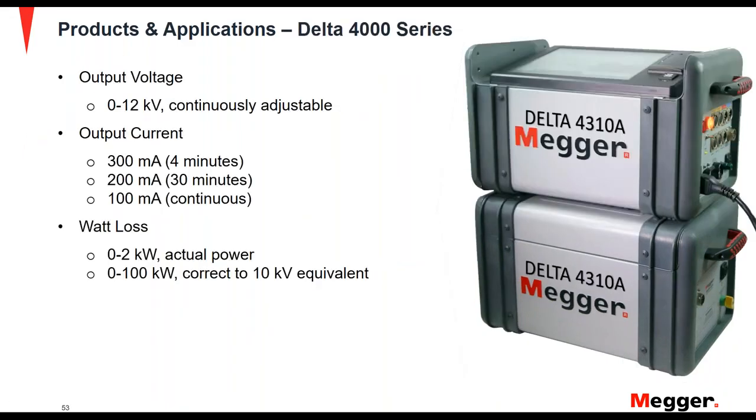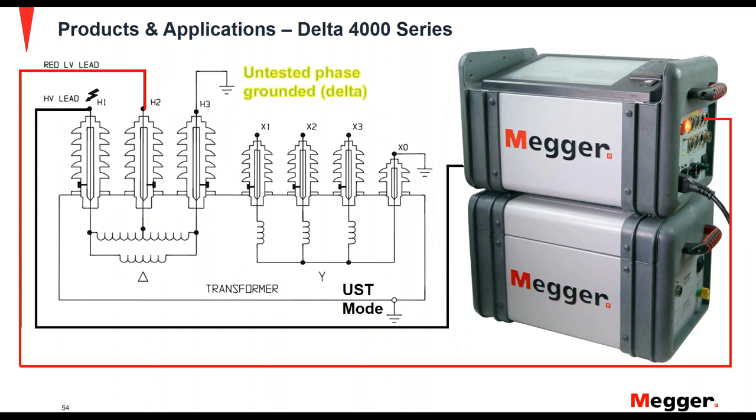So let's look at the Delta 4000 series. It has an output voltage of 12 kV that's continuously adjustable. It has several output current ranges with a continuous current range of 100 milliamps. It can measure a watt loss of up to 2 kilowatts, and it can provide a 10 kV equivalent watt loss. Now, at the beginning, in the excitation current section of our presentation, we saw different patterns of excitation current. And one of the patterns was the low-high-low pattern. Now, this pattern can be obtained because of specific core designs or specific windings.